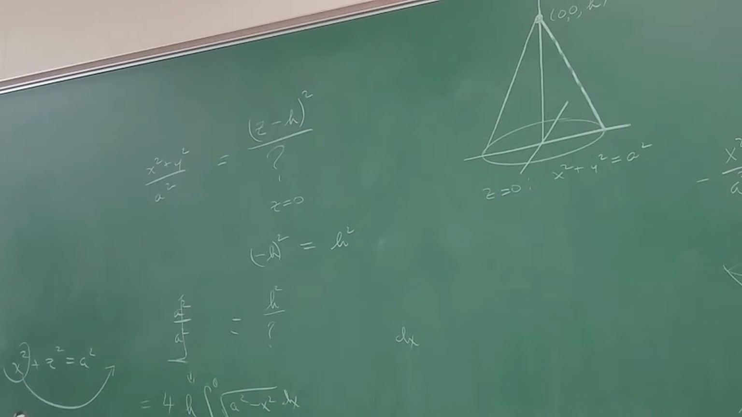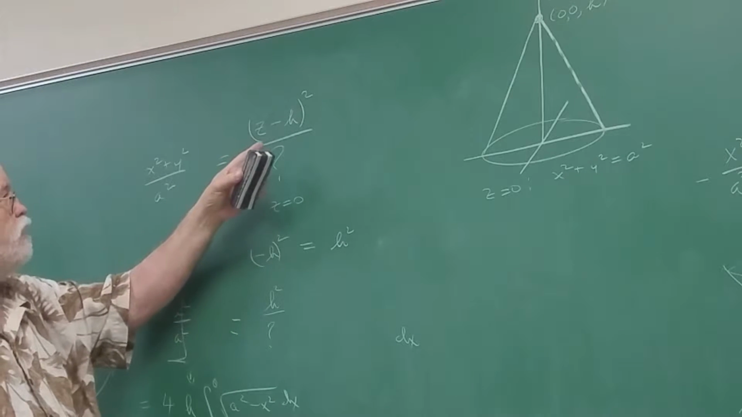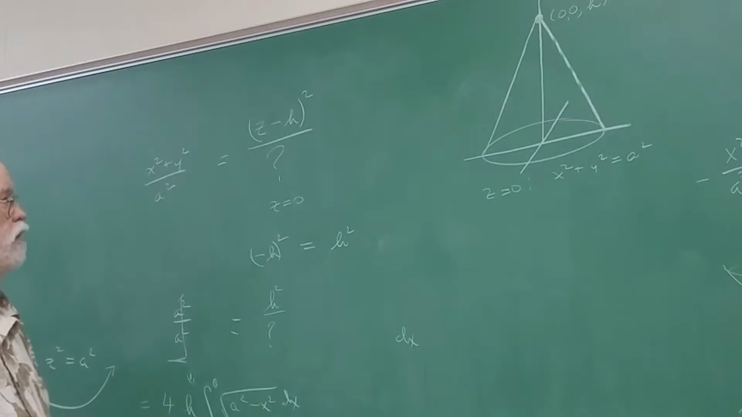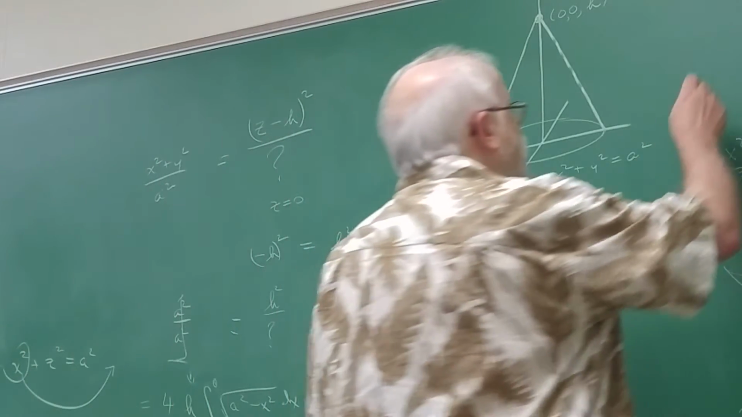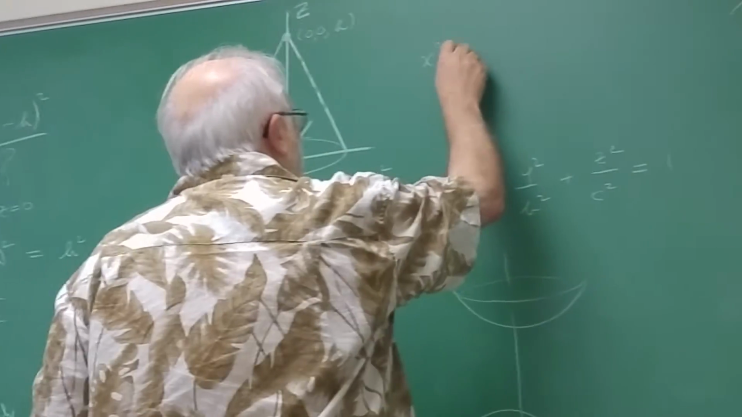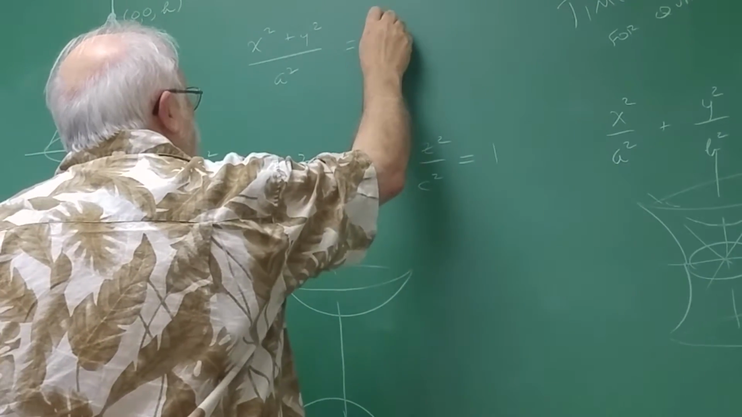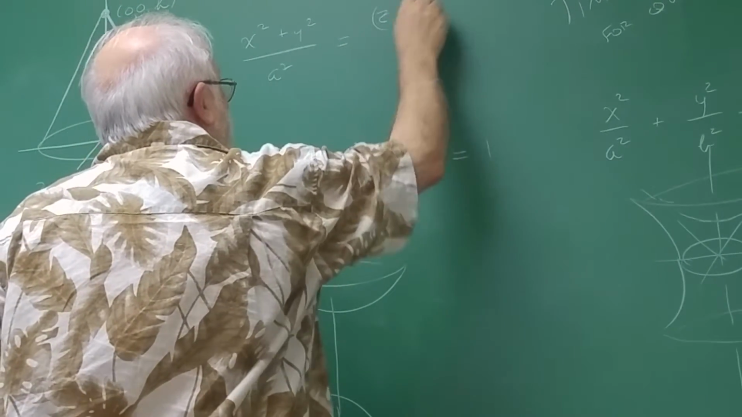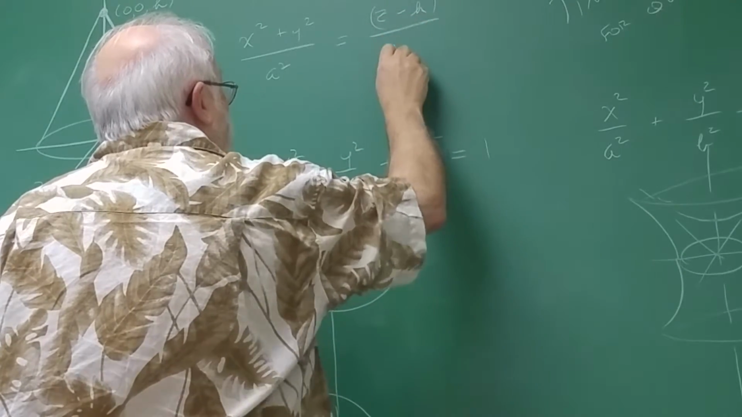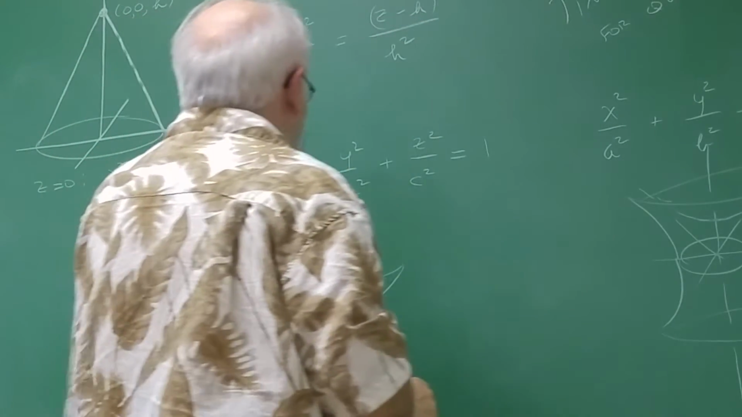And actually, I should have done it the other way. I should have looked at the top. If x and y are both 0, then I want this to be 0, so that'll be z equals h there. Well, I guess I need to look at both ends. Anyway, my equation finally is x squared plus y squared over a squared equals z minus h squared over h squared. There it is.